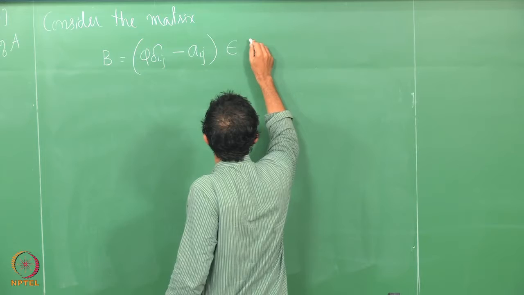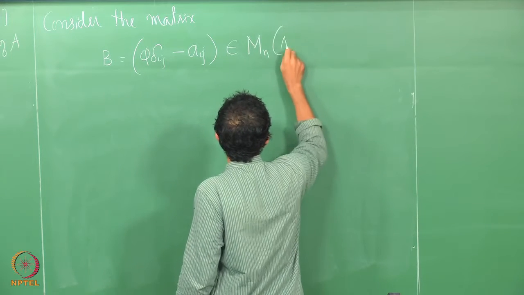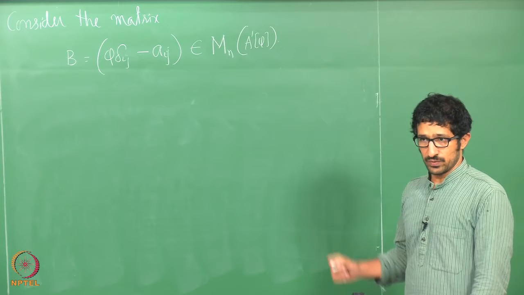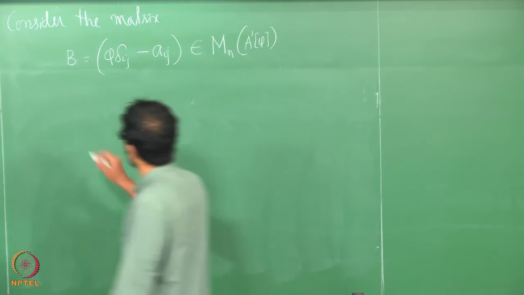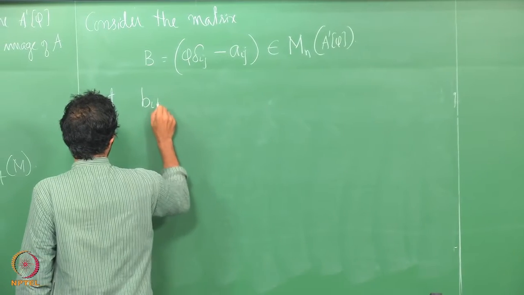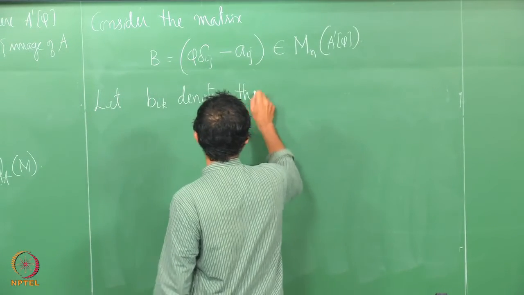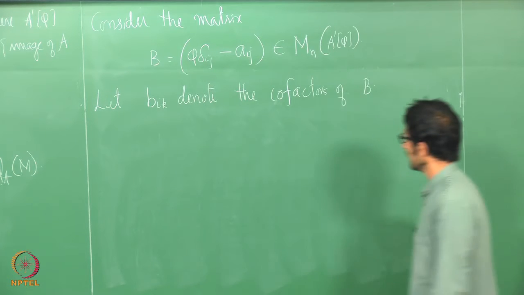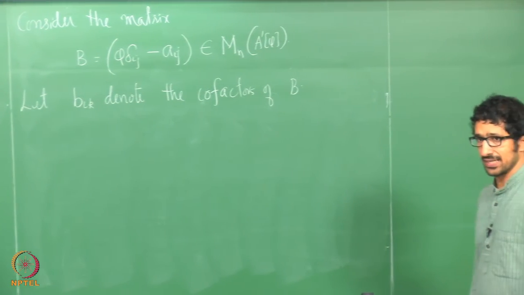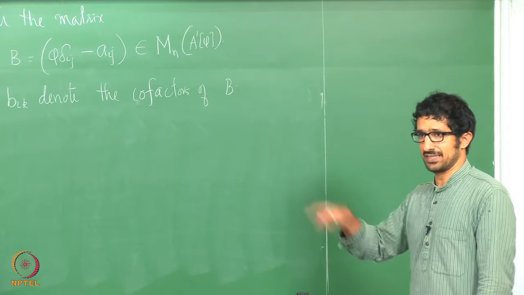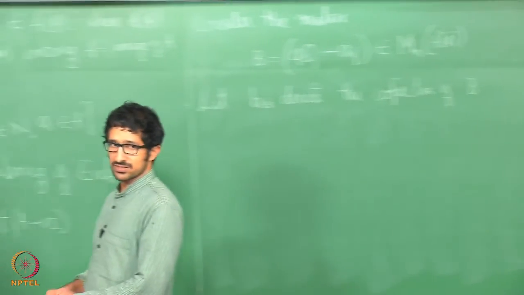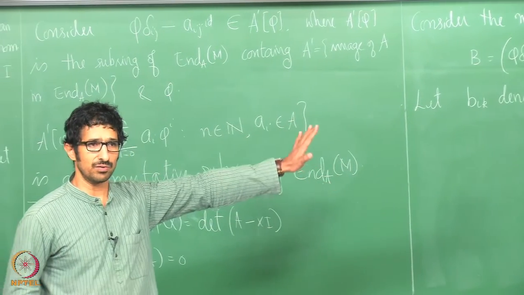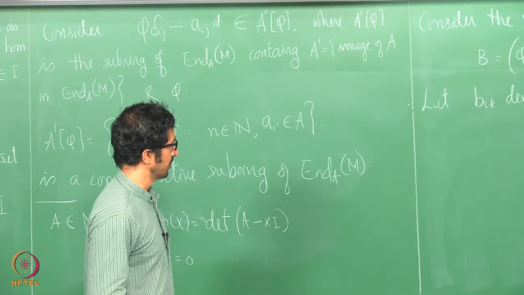This is an n by n matrix with entries coming from A[φ], a matrix over a commutative ring. Okay. Now, let B_ik denote the cofactors of B, that is, B_ik is the determinant of the matrix obtained by removing the ith row and kth column. And we are just proceeding in the manner that one proves the Cayley-Hamilton theorem. There is nothing more to it.